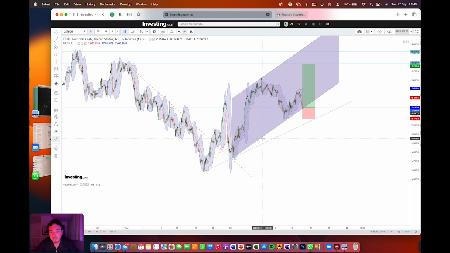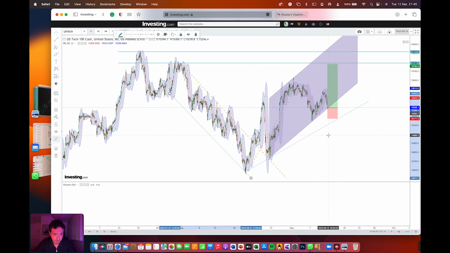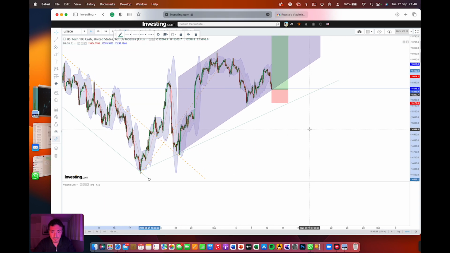So this will really mean that we will go in the second leg down here, as we saw before at the end of August. So this is the NASDAQ.